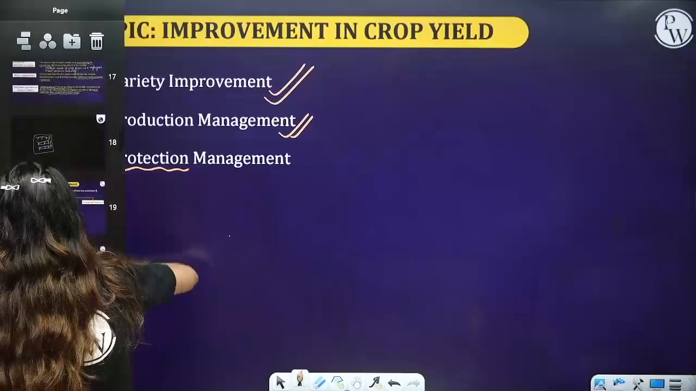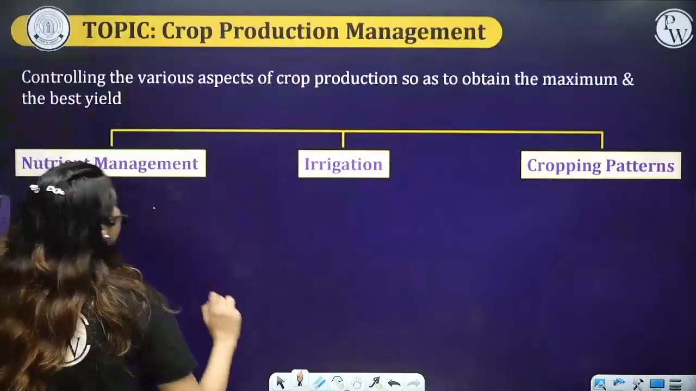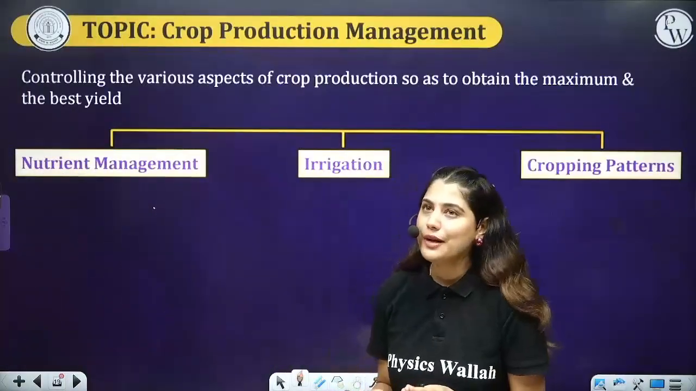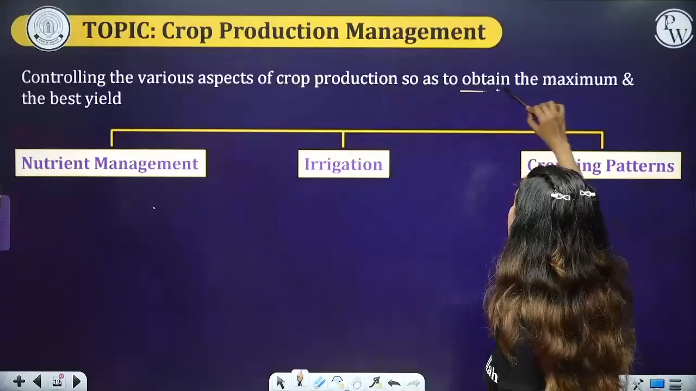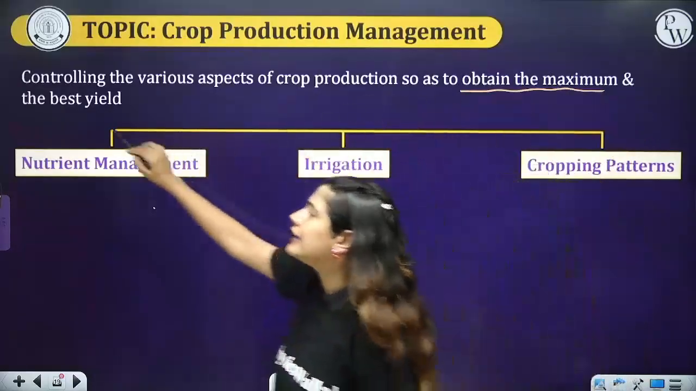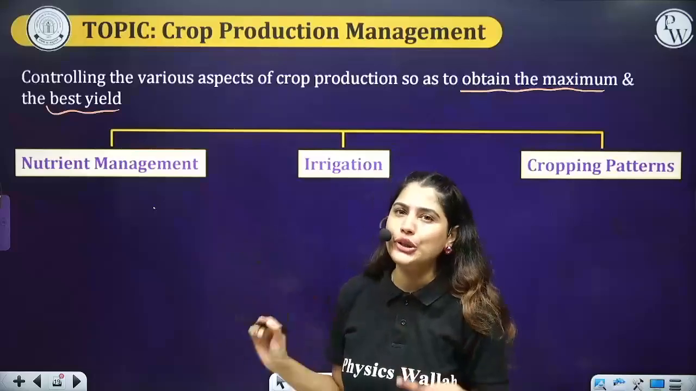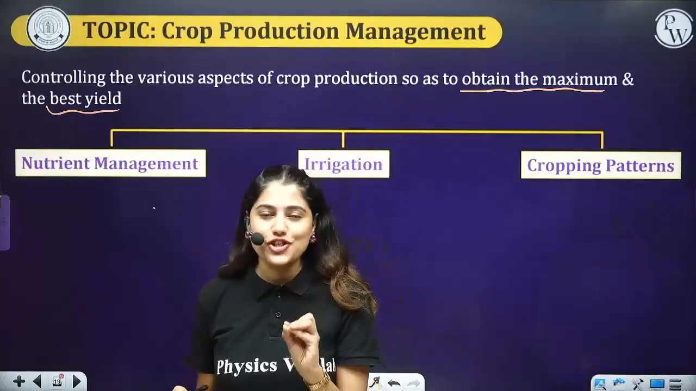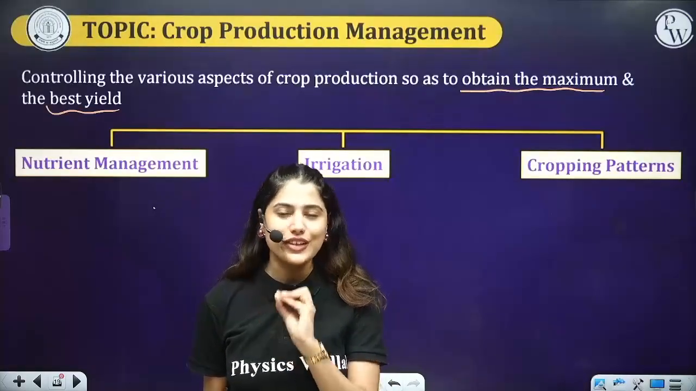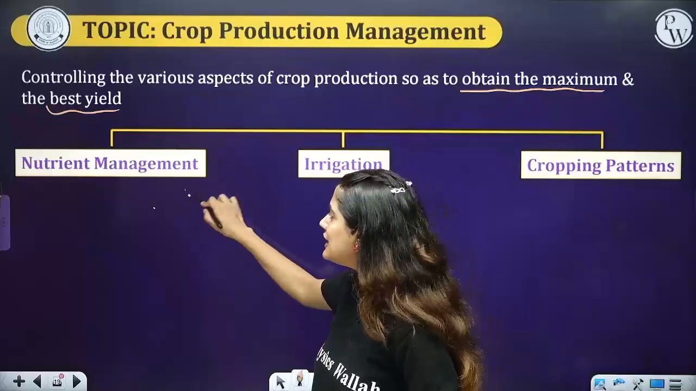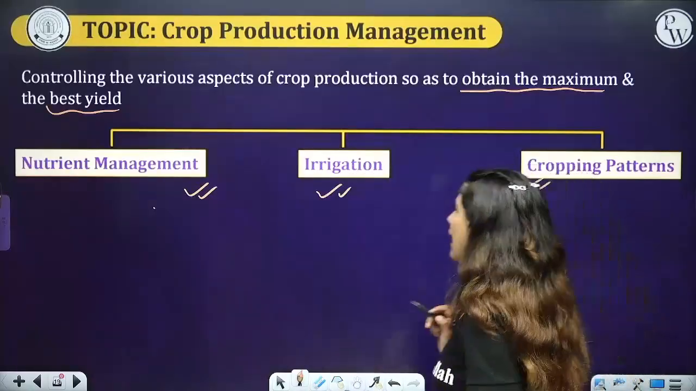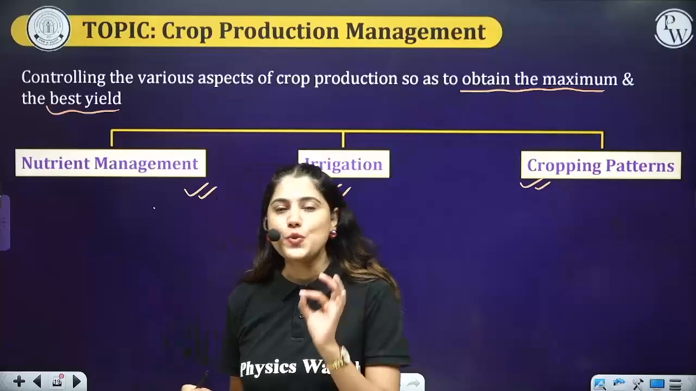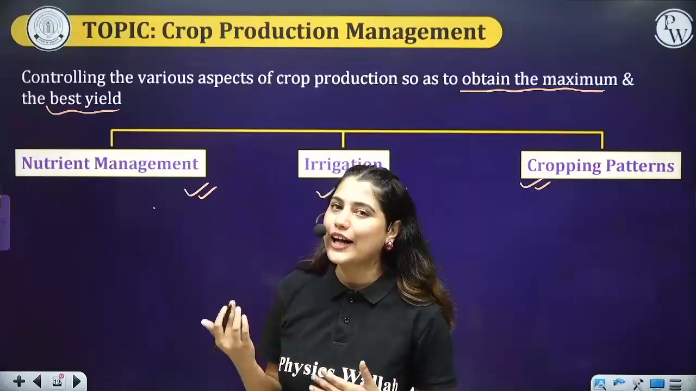We have crop production management now, right? Once we are managing, we are taking care of different aspects so as to obtain the maximum and the best yield, which I have already told you. In this crop production management, we have to take care of three things: nutrient management, then irrigation, and lastly cropping patterns. We're going to take each one in detail one by one, right?